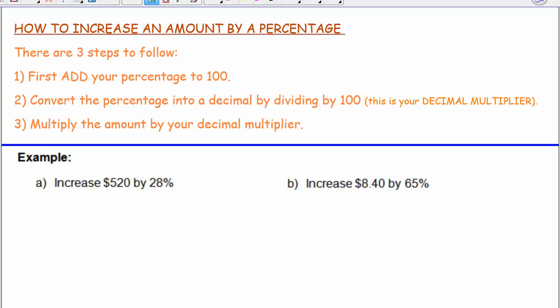In this video, I'm going to look at how to increase an amount by a percentage. Now, there are three steps to follow. First, add your percentage to 100. Convert the percentage into a decimal by dividing by 100 to get your decimal multiplier, and then multiply the amount by your decimal multiplier. I'll use this example to show you what I mean by those statements.